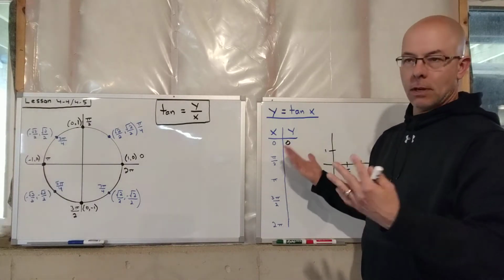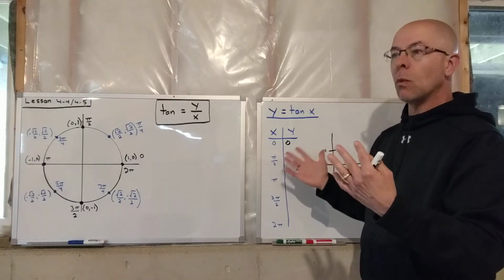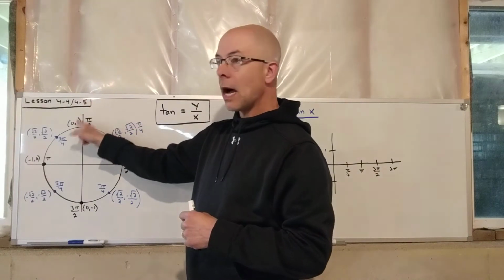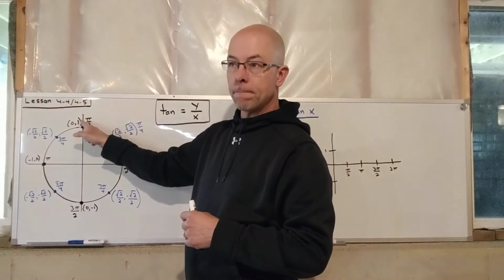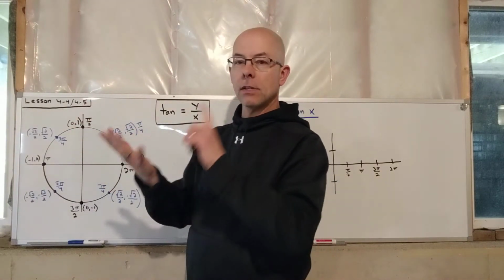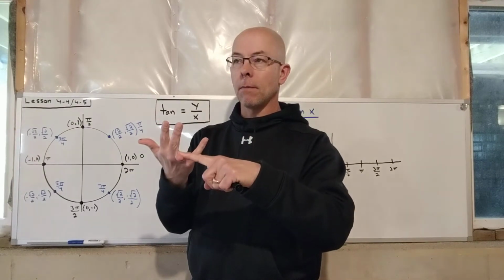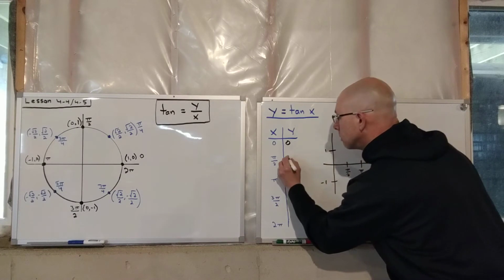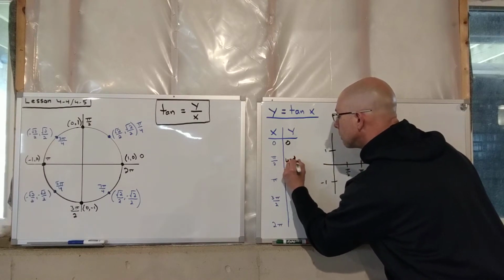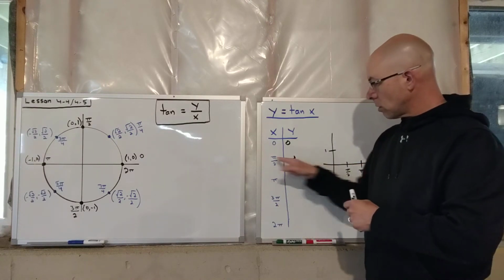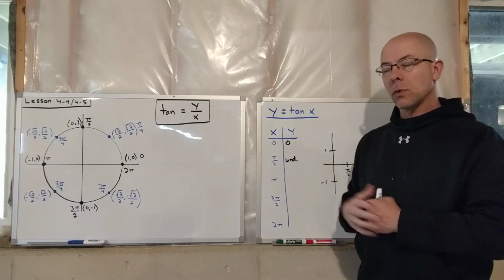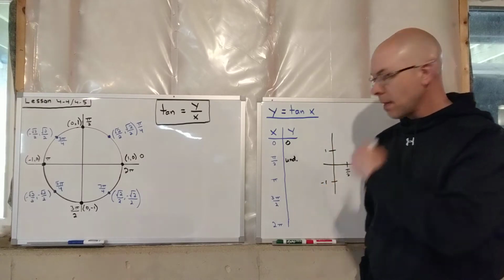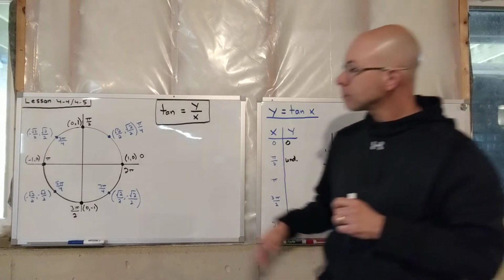Now here's the immediate weirdness of tangent. If you go to pi over 2 and do y divided by x, see up there, it's 0, 1. So y divided by x is 1 divided by 0. Can't divide by 0. It's undefined. And that's the issue. So there won't be points there. There'll be, you've heard this word in class before, an asymptote. There'll be a vertical asymptote at pi over 2.